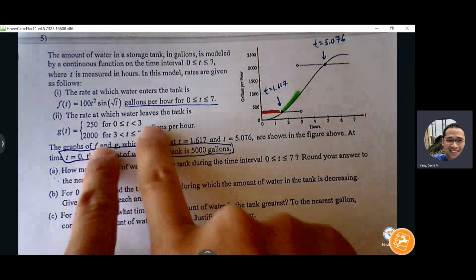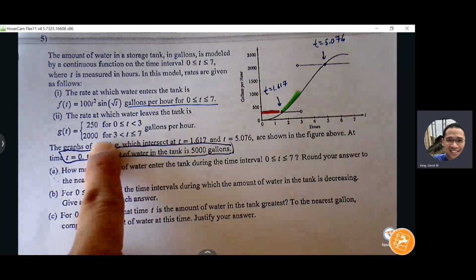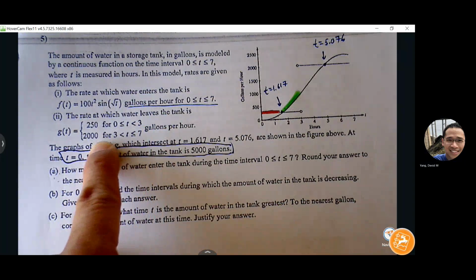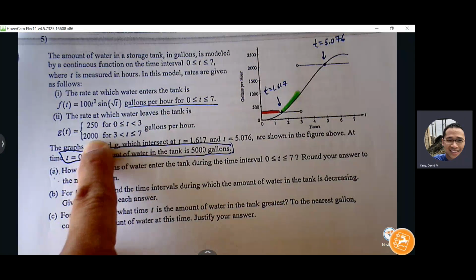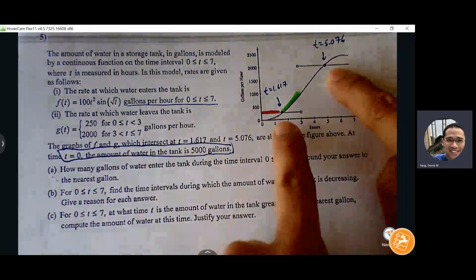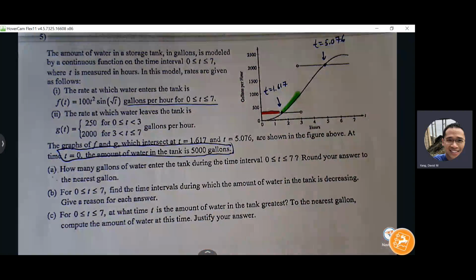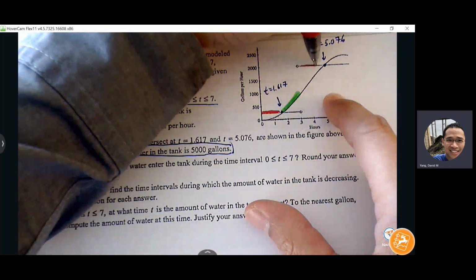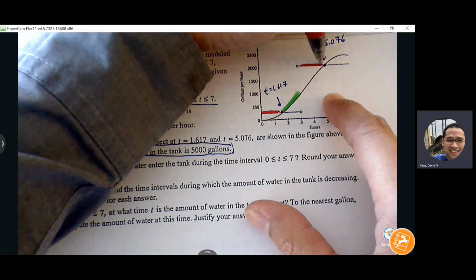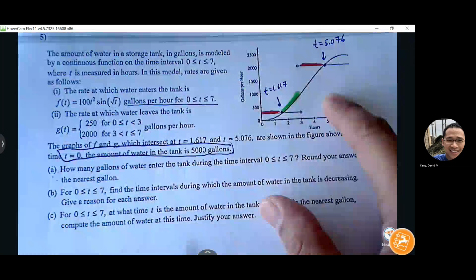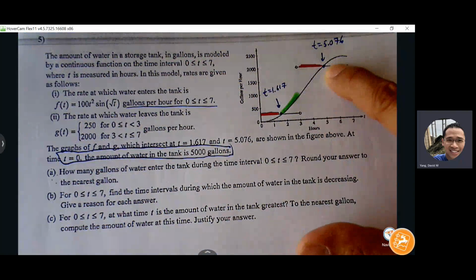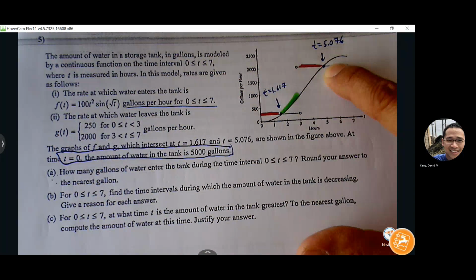But then all of a sudden, right at 3 hours, water leaving is going to jump to 2,000 gallons per hour. So now what's happening between 3 and 5.076? Water level is going to go back to what? Decreasing, right? It's going to start dropping again. Okay, so I'm going to use this red to indicate which is winning right here. But then after 5 hours, what's going to happen again? Water level is going to start rising.